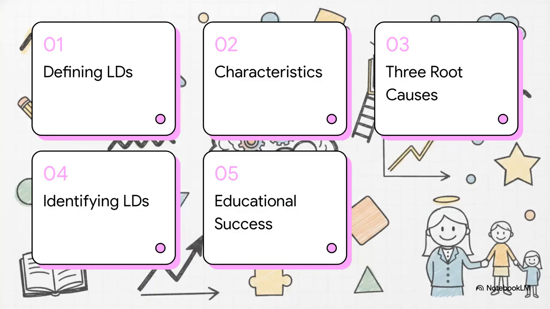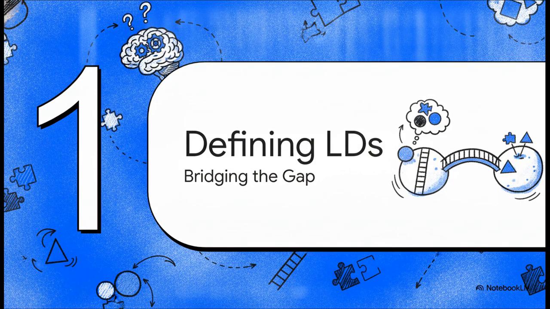All right, here is our roadmap for today. First, we'll be defining learning disabilities. Second, spotting the characteristics. Third, the 3 root causes. Fourth, identifying LDs. And finally, strategies for educational success. Let's jump right into section 1, defining learning disabilities, bridging the gap.